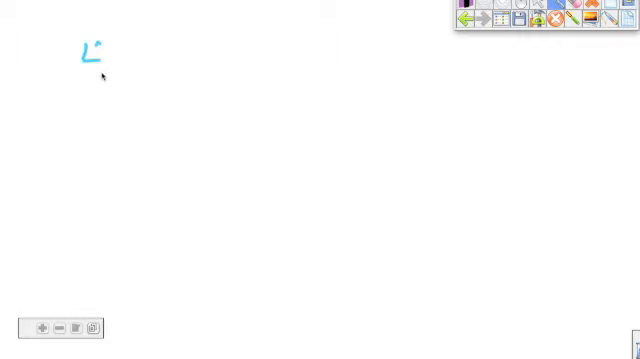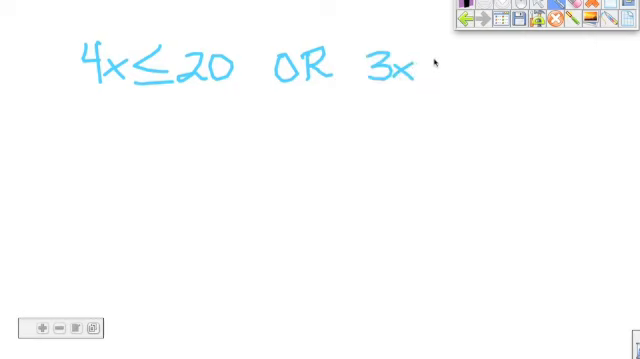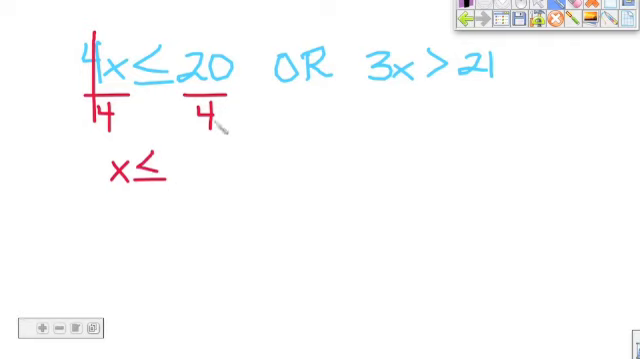We have 4x less than or equal to 20, or 3x greater than 21. All right, let's put these together. I want to get the variable by itself. Right now it's being multiplied, so I'm going to divide by 4 to each side. The 4's cancel. We get x. I divided by a +4, so I do not need to flip my sign. 4 goes into 20 5 times.